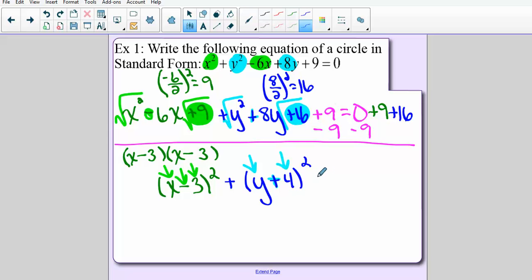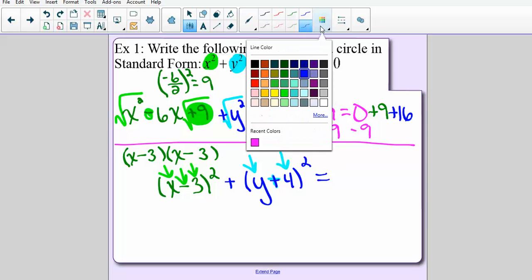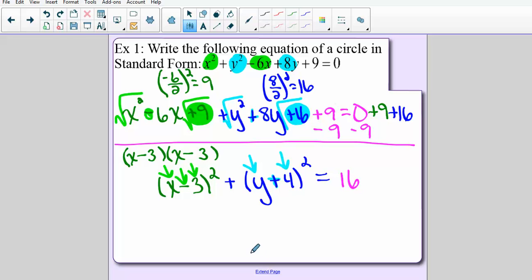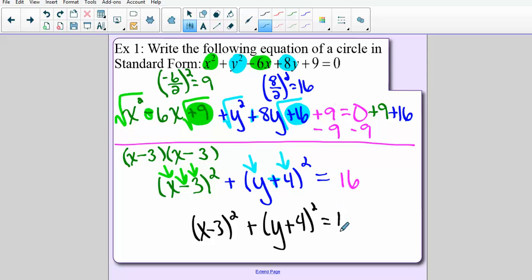And then the rest of the equation is the right side, which is just basically a bunch of adding. What's -9 plus 9? Nothing. And then what's nothing plus 16? 16. There you go. So there's your standard form. You have x minus 3 squared added to y plus 4 squared is equal to 16.